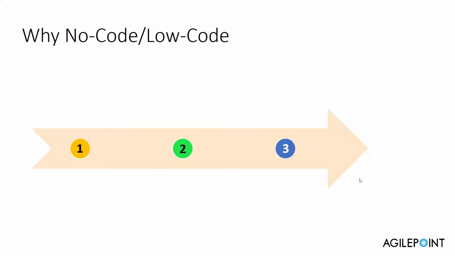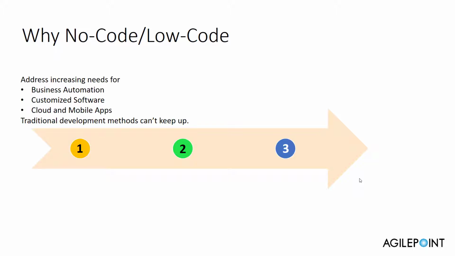So let's first talk about why we're here, right? Why are companies adopting low-code technologies like AgilePoint at such a great pace? Well, the first challenge is traditional development methods simply can't keep up. In this era of digital transformation, the demand for automation and custom software, both for the cloud as well as mobile devices, is simply more than most organizations can handle.